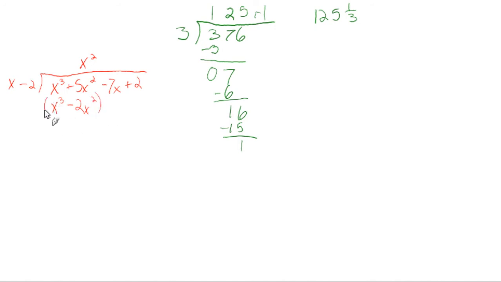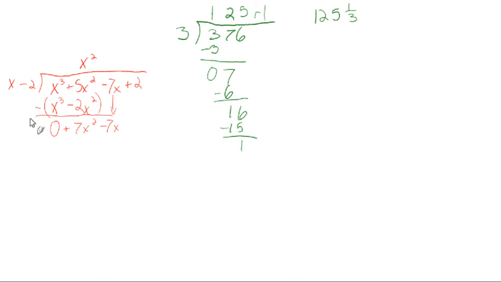And then we subtract. Now, when you look at this step, a lot of people look at this, right? X cubed minus x cubed is 0. But then when you come over here, you forget to subtract it. We're subtracting this whole thing. So we'll subtract the negative 2x squared, which is really the same as adding 2x squared. So 5x squared plus 2x squared is 7x squared. And then we bring down the negative 7x from here.